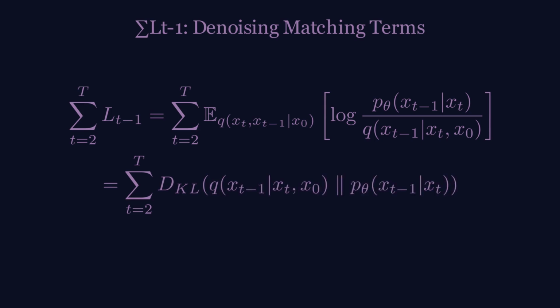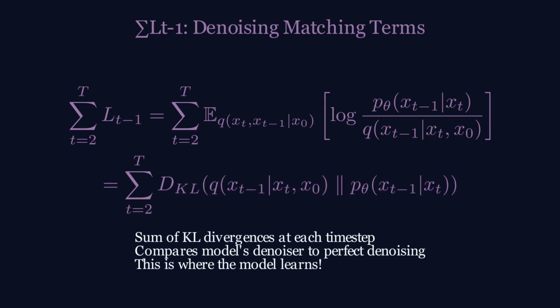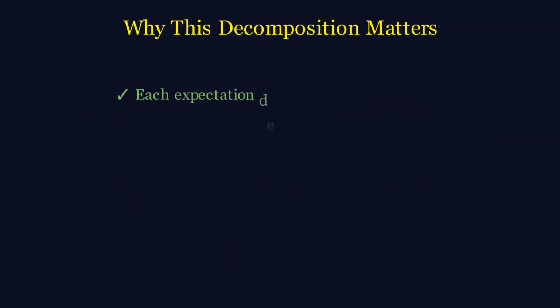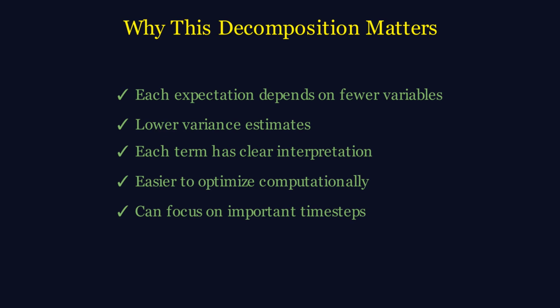This decomposition is brilliant for three reasons. Each expectation now depends on fewer variables, giving lower variance estimates. Each term has a clear interpretation, and we can compute them efficiently during training.